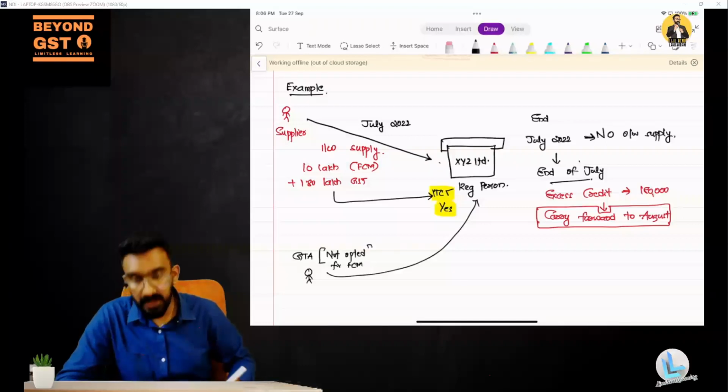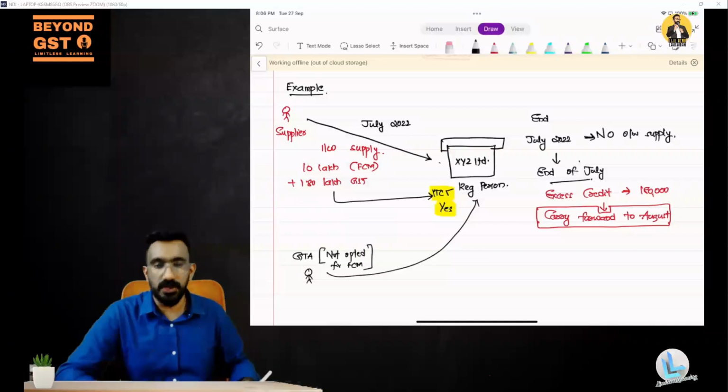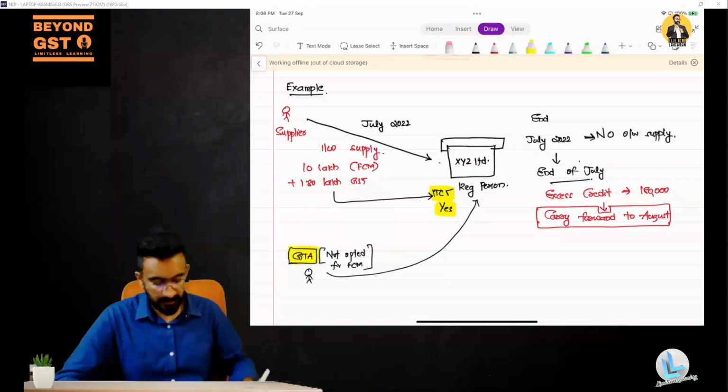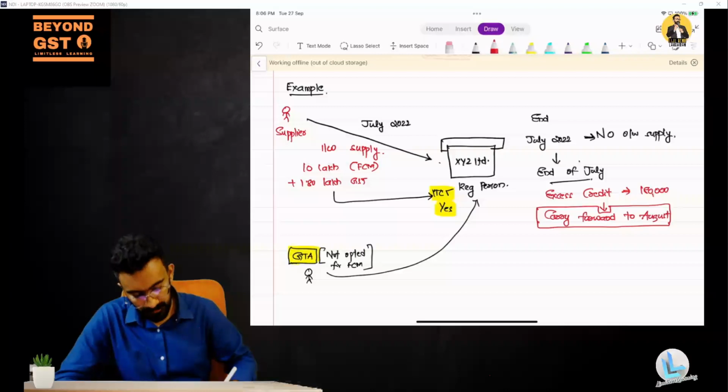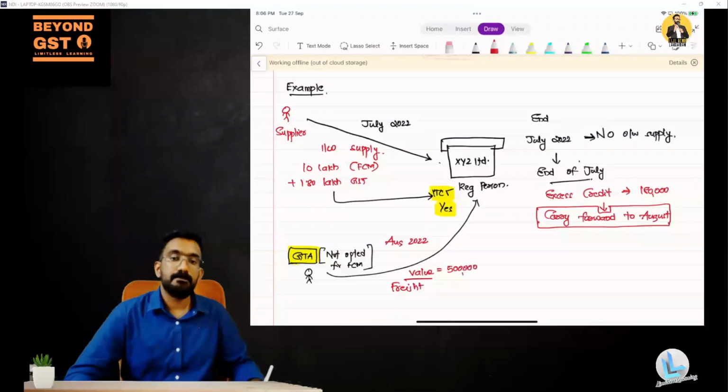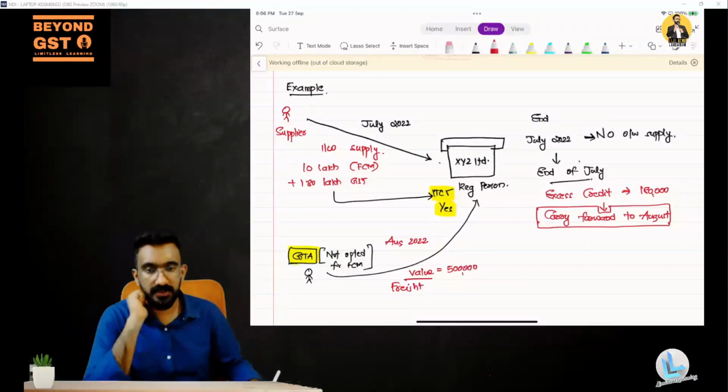A GTA which did not opt for a forward charge. What is a GTA? Goods Transportation Agency. So in August, they have taken service from a Goods Transportation Agency, and the value of the service, the freight charged, is 5 lakh.